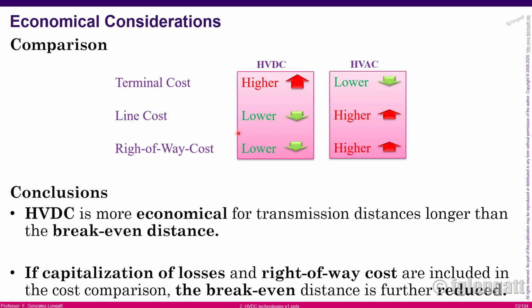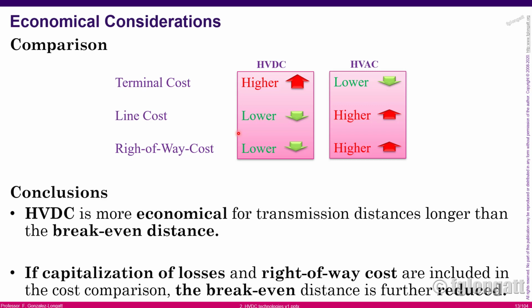That means that from the line cost point of view, the HVDC system is still more attractive. And as I showed you before, the right-of-way cost is smaller when we are using DC systems. The reason is basically that you have more compact towers, you have shorter distances in that transmission line, and as a consequence, the cost of right-of-way is smaller. Okay?